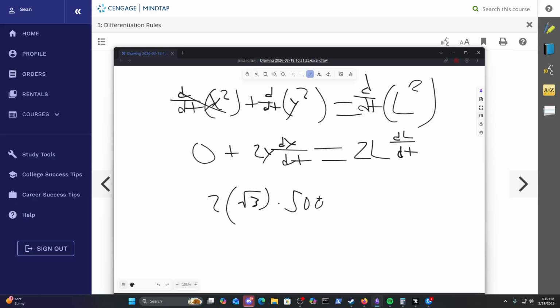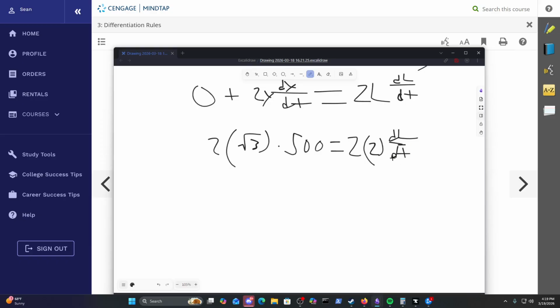So we just plug in the 500. And then on this side, 2 times L. What's L? L is 2, times dL/dt, which is what we're trying to solve for, right? So now we're just solving for dL/dt. So 2 times square root of 3, and I'm just going to do the 2 times the 500 to make things easy, and that'll be 1,000 times square root of 3. And then over here, we just have 2 times 2, which is 4, times dL/dt.